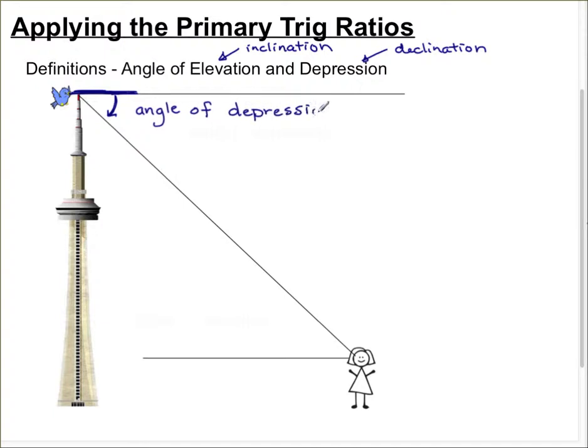Now, depression is always looking down. Remember, if you're depressed, you're feeling down, you're feeling kind of lonely and depressed and down. So angle of depression means down. Now, look at this little tyke down here. She's looking up at that birdie. She's wondering why that bird is sitting at the top of the CN Tower. Now, again, if she was just walking along, she'd be looking straight forward. But then she looks up and sees the little bird. Now, that angle that she has to look up, that she either tilts her head or she tilts her eyes, that is the angle of elevation.